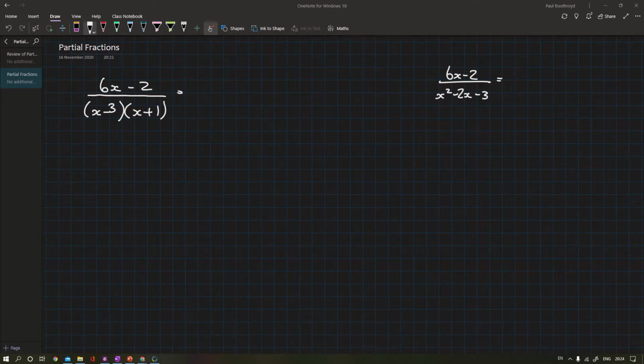That was fine when we could divide. The partial fractions we're doing now are proper rational functions. So these are now proper, where the order on the numerator is smaller than the order of the denominator.